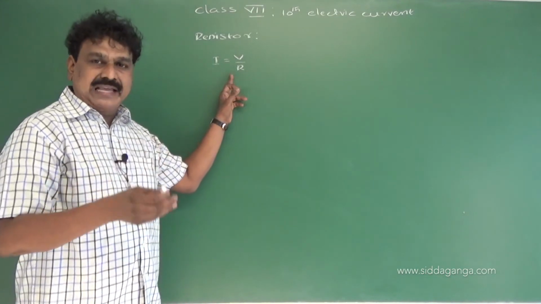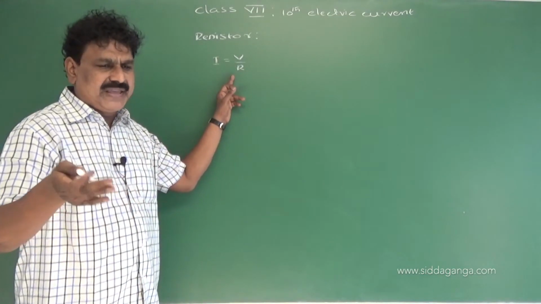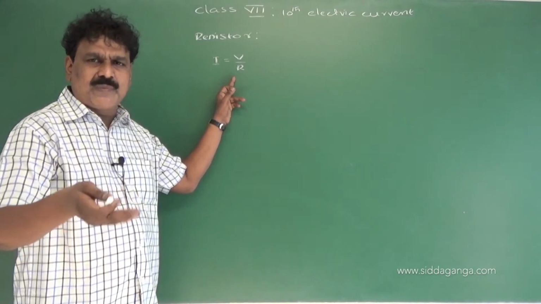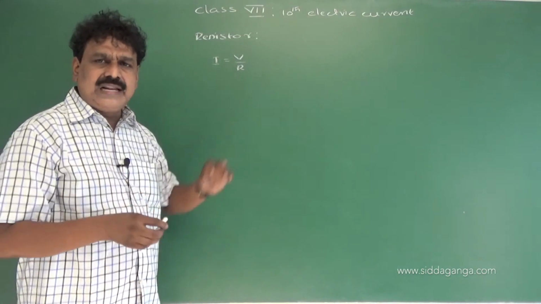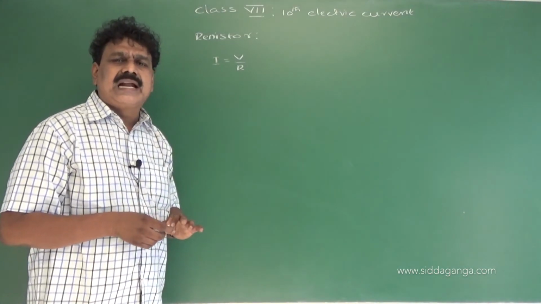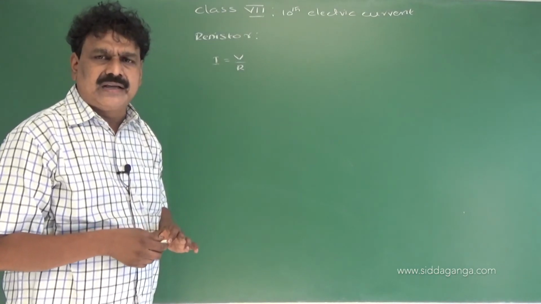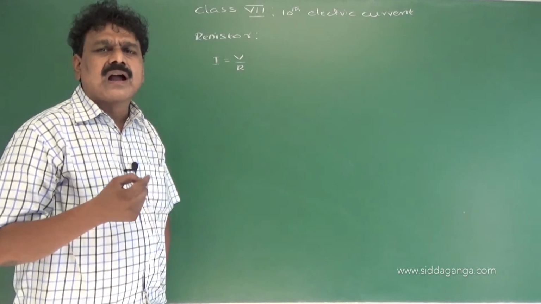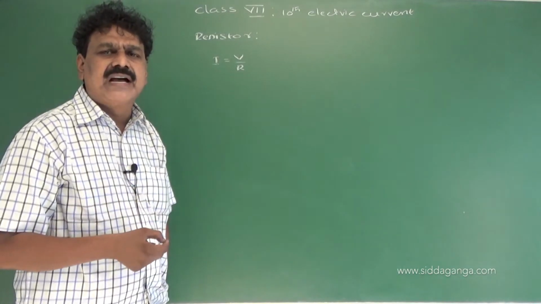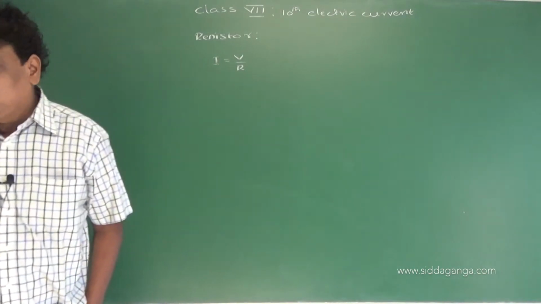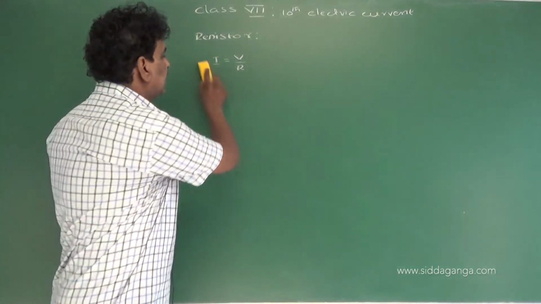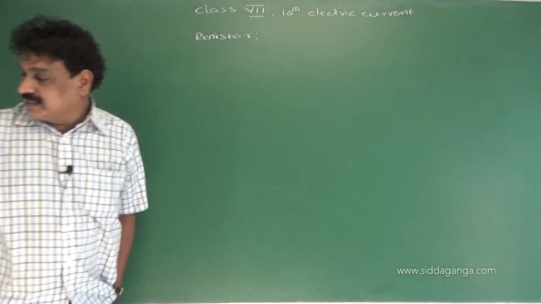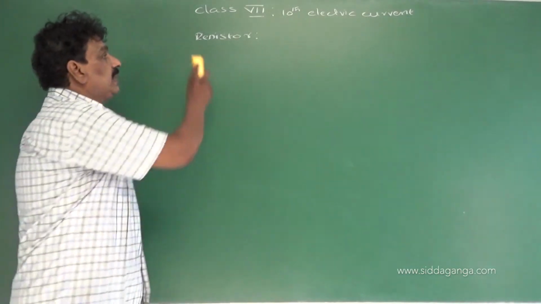So any device, it may be a metallic wire, pure metal or alloy, but generally in all electrical and electronic circuits we use a device called a resistor, right? It is a carbon composition resistor having a definite value. So a resistor is a device used to offer resistance in a circuit, right?